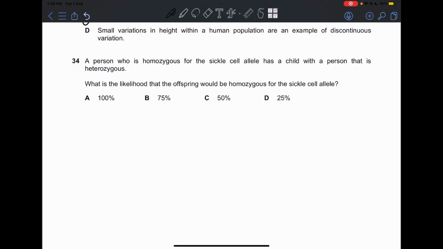34. A person who is homozygous for the sickle cell allele has a child with a person that is heterozygous. What is the likelihood that the offspring would be homozygous for the sickle cell allele? Now over here we know that the sickle cell allele is actually a recessive trait. So let's consider, I'll just be choosing any letter, an H, for example. One of the parents is going to be homozygous recessive, and the other parent is going to be heterozygous, meaning that they have one capital and one small.